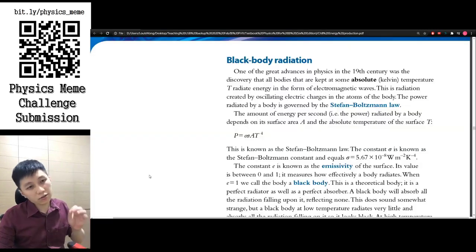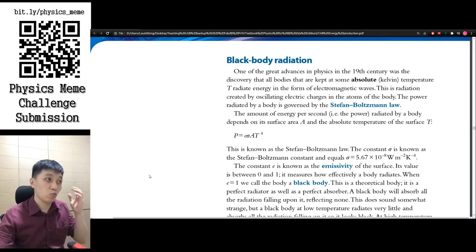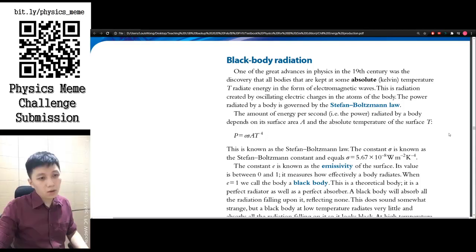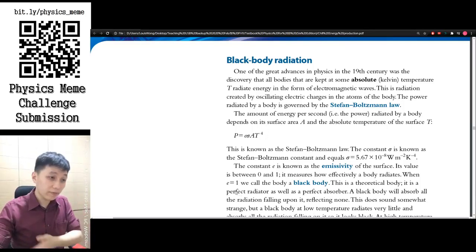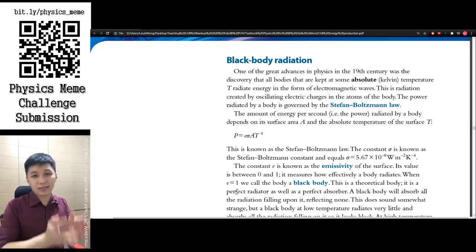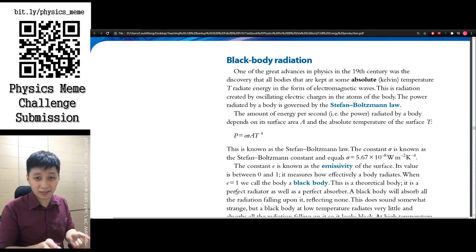So put it back in the context of emissivity, that means the one with black color will have a higher emissivity, and the one with the color of shiny silver will have a lower emissivity in this case. If we put this into extreme, when E equals perfectly 1, then we'll call that body something called the black body. However, this is just a theoretical idea. It doesn't really exist in the world.